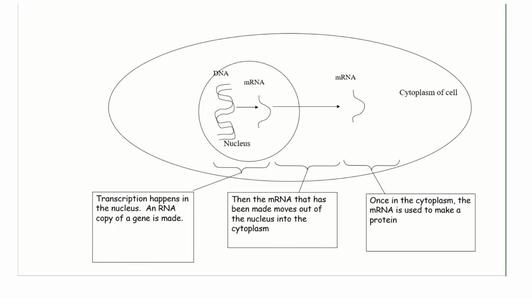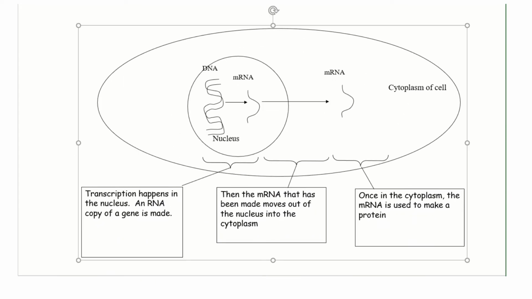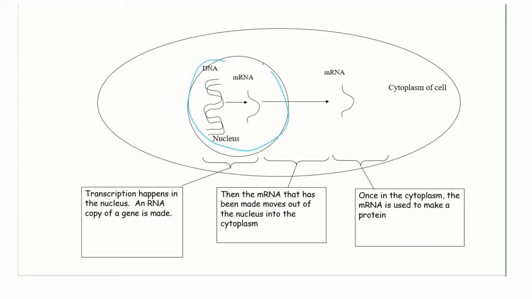Okay, so if we look at an overview of transcription, it's happening in the nucleus. Here's our nucleus, right? And the RNA copy of a gene is made there, and then it can move out of the nucleus into the cytoplasm. So once it's in the cytoplasm, then it can be used to start making proteins.